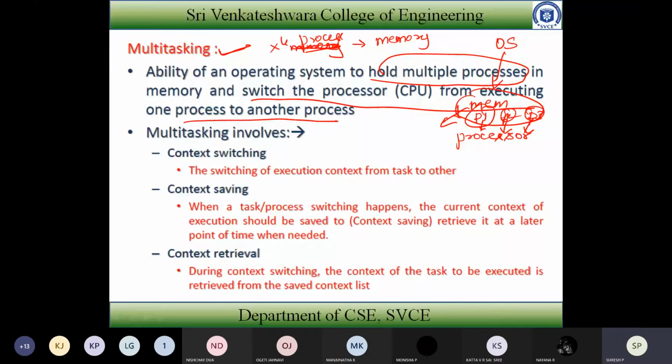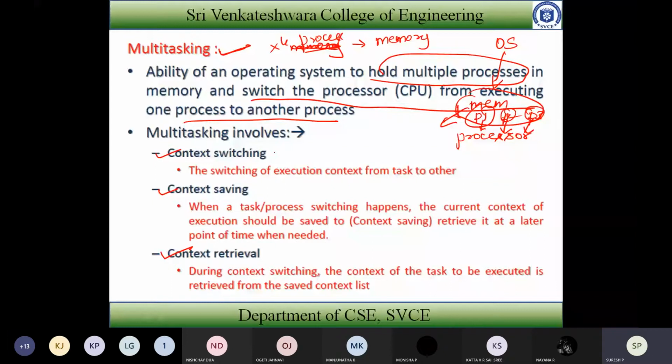So basically, it involves context switching first. Next, it has to involve context saving. Next, it has to do context retrieval. As you already know, what do you mean by context switching? Context switching is nothing but what?